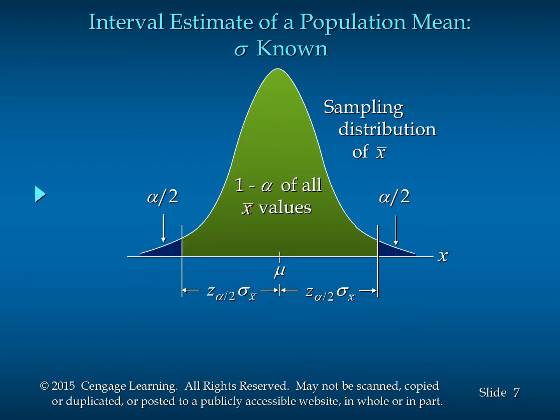Looking at this diagram, if we take multiple samples from the population, this sampling distribution of the means will be normal. We know that its mean will be the population mean, mu. If we calculate a confidence interval around each of those sample means, we can be confident that 1 minus alpha percent of the samples' confidence intervals will include the population mean mu. This is the basis of confidence intervals.